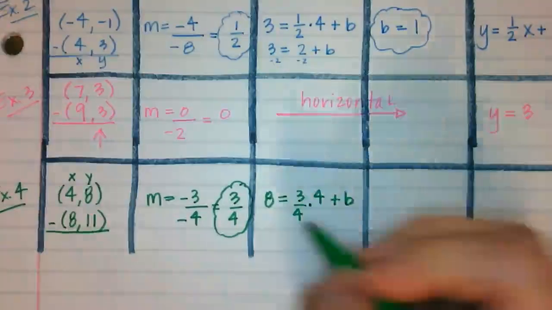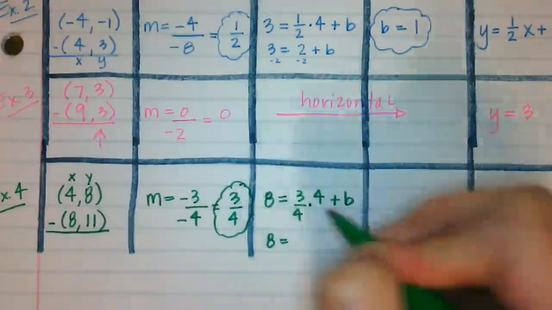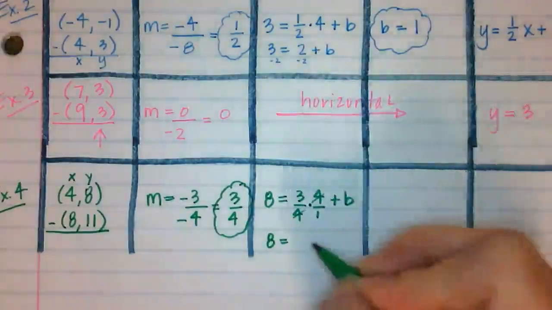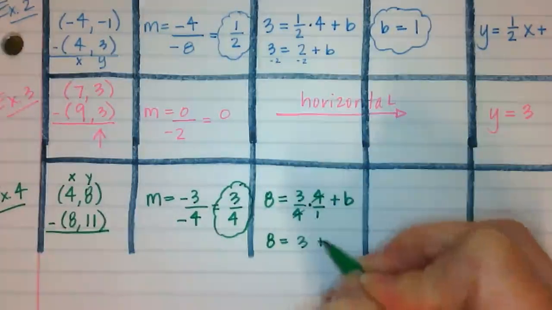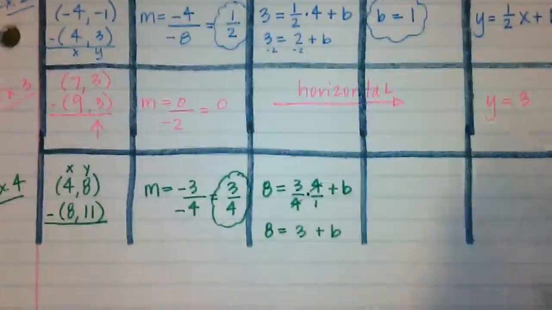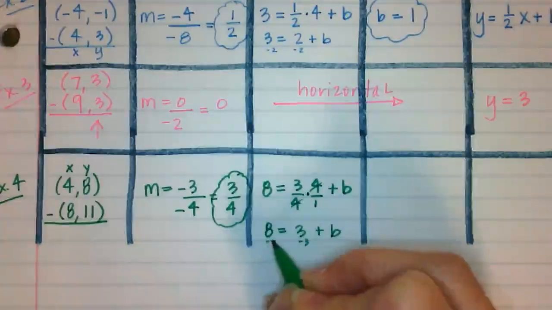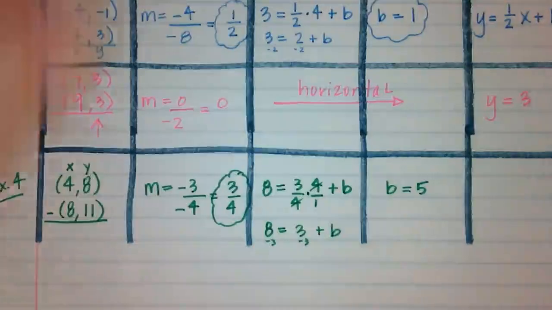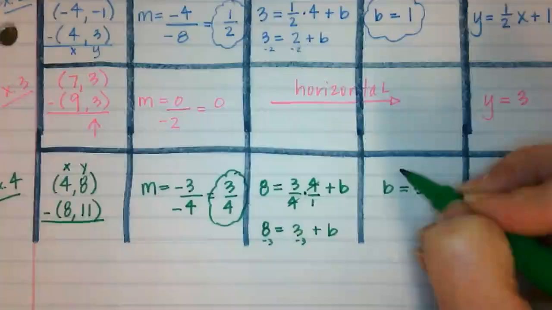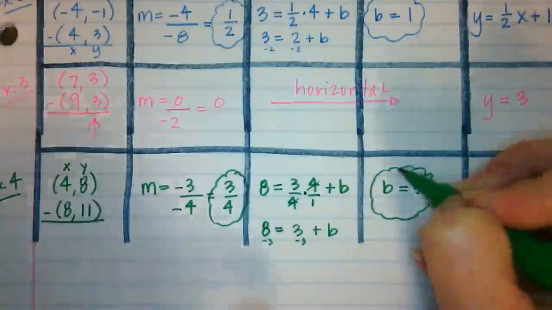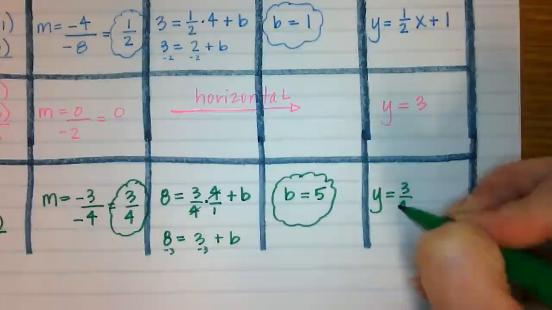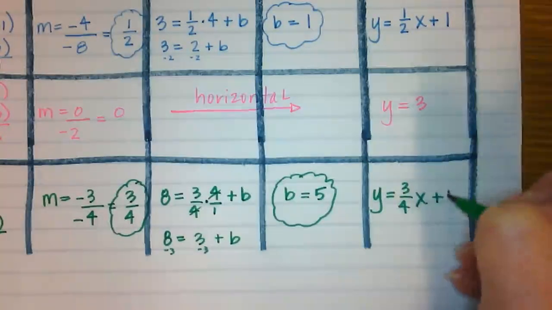Now we just have to work this out. So 8 equals, so this can be 4 over 1. I can cancel those 4's out. So that's 3 plus b. Subtract 3 from both sides, and I find that b equals 5. So now that I know what m is and I know what b is, I can write the equation, because y equals mx plus b.